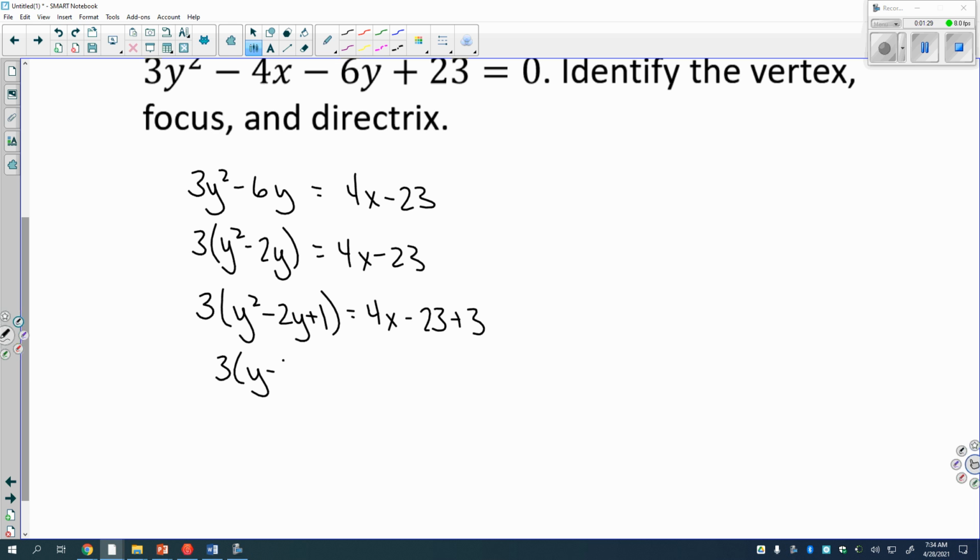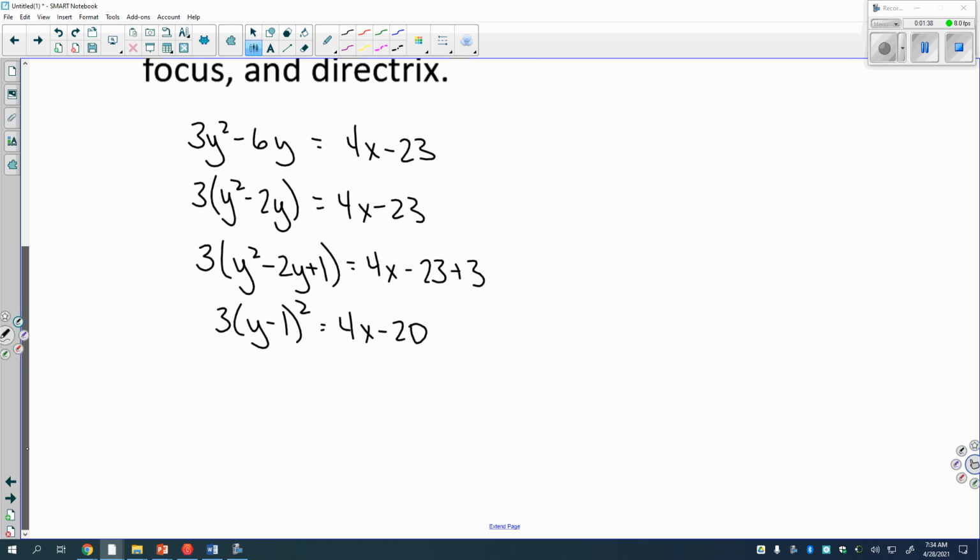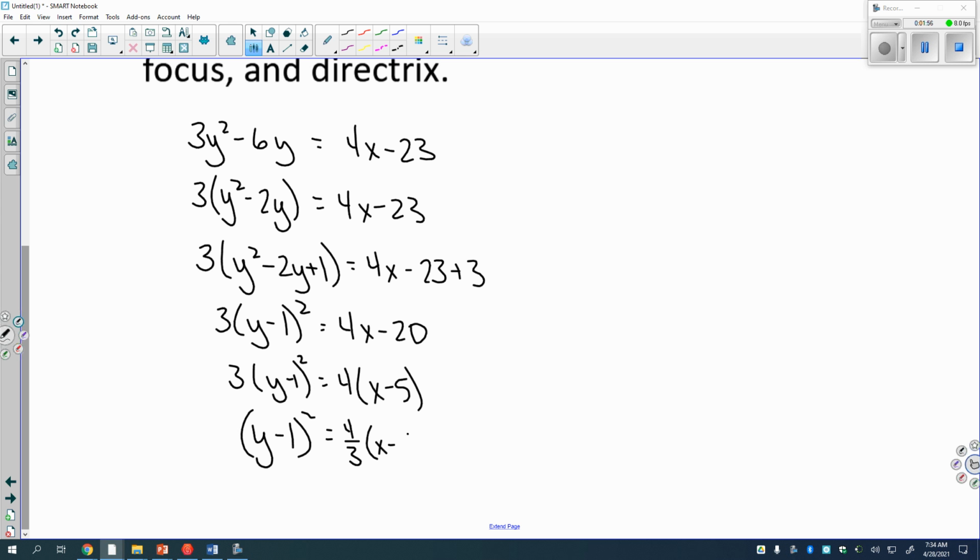Factor this, and I'll collect some like terms over here. This is where it gets a bit different. I'm going to go ahead and factor out the 4 here on the right side that I see they have in common. And then I am going to divide by the 3. So (y - 1)^2 = 4/3 (x - 5). This is my equation.